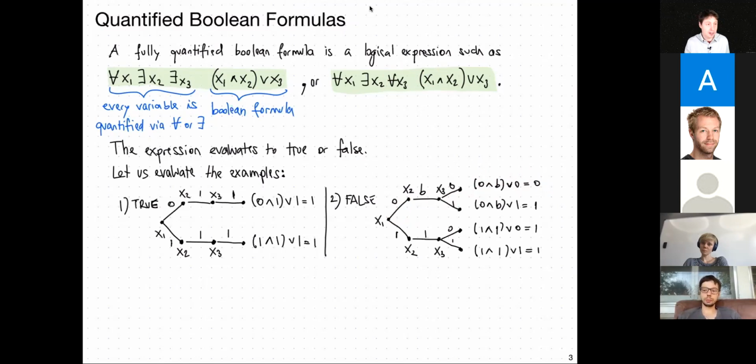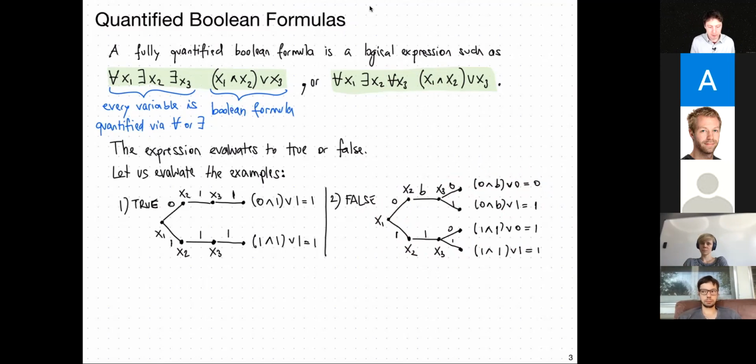Anyways, when you're trying to prove that a fully quantified Boolean formula is false, it's a bit awkward to do it directly. Really, you should just flip all the quantifiers and then the formula, and then you can prove it as if it was true. But if it's small enough, you can still reason through it even directly, okay?